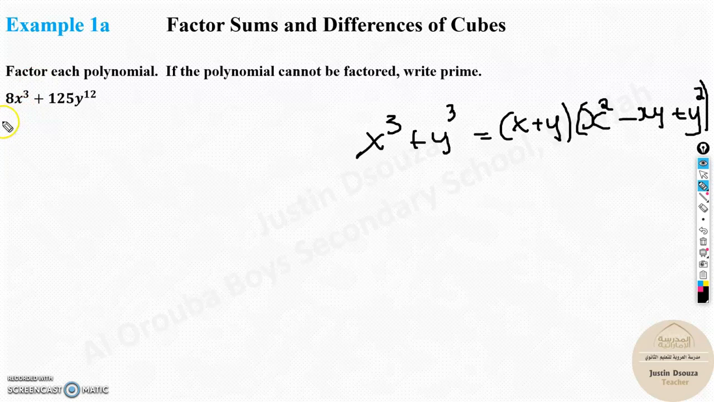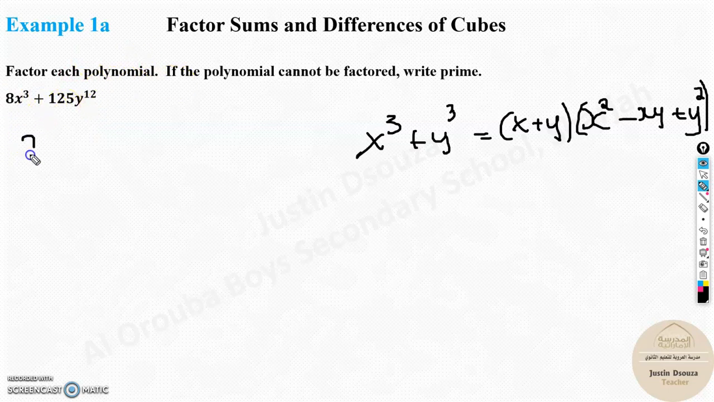Can we rearrange and write? If you see this first term, what is this in terms of cube? Do we have a cube root of this? Yes, 2 to the power 3 is 8. What about this 125? It's simple, 25, right? Sorry, not 25. 5 cube. 5 squared is 25, 5 cube is 125.